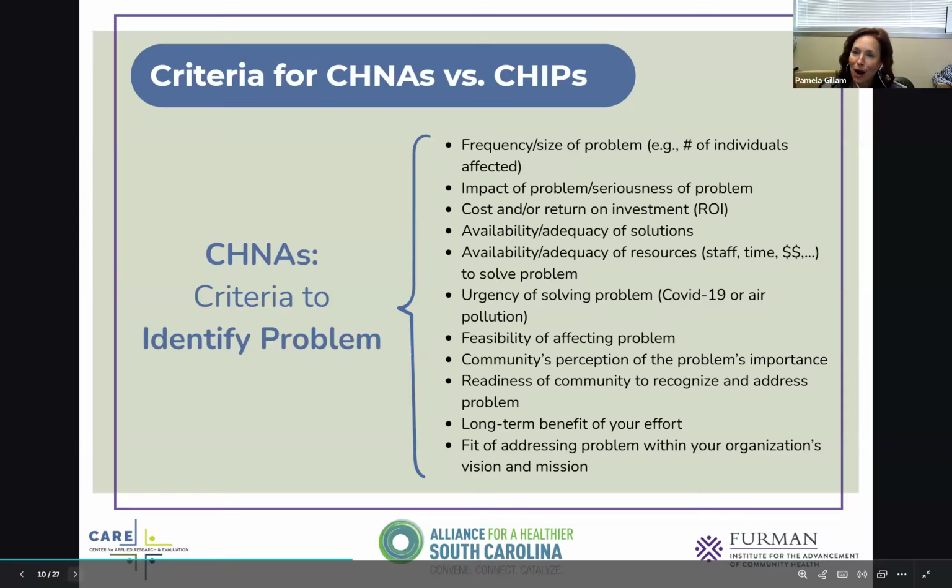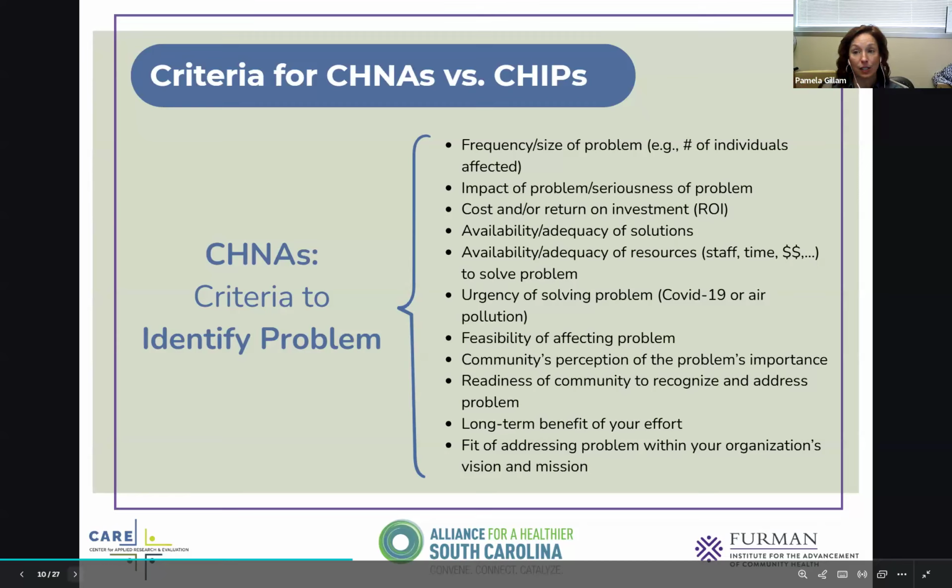The urgency of the problem, think about COVID-19 and what that looked like for us. That prioritized for many of us what our work was on a daily basis. The feasibility of actually affecting the problem. What's our community's perception of the problem? Is it important to them? Are we ready as a community to recognize it as an issue and to address it? What's the long-term benefit? And then the fit.